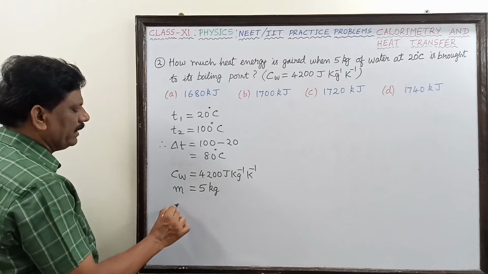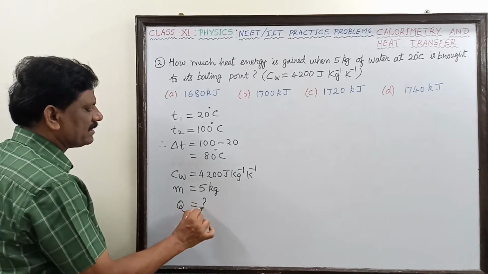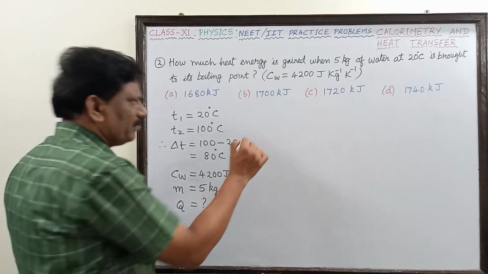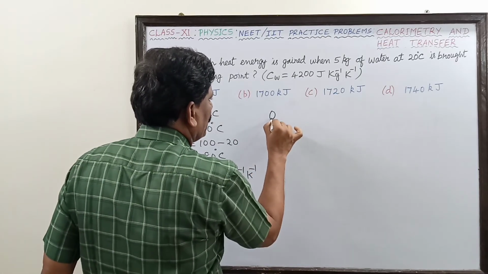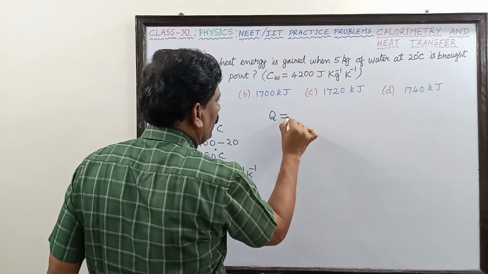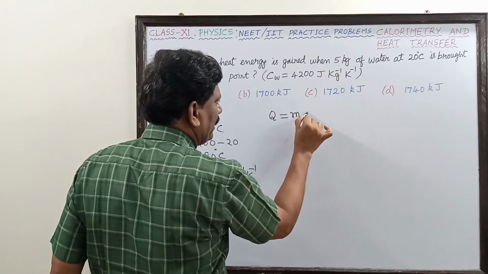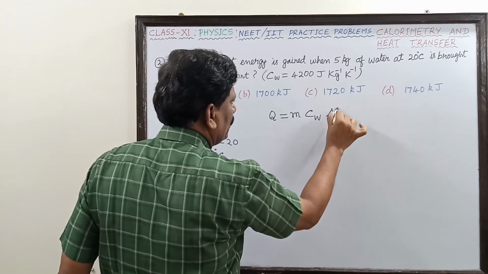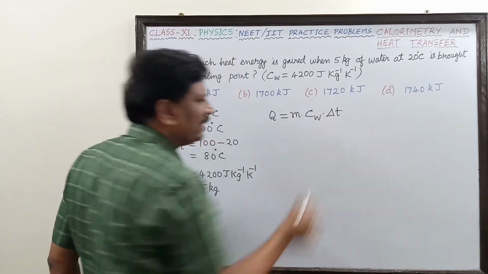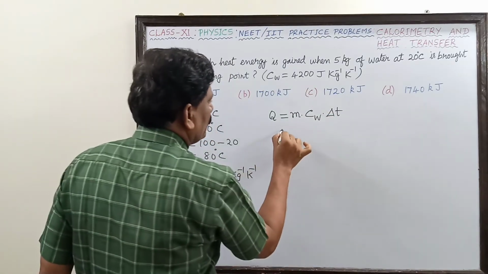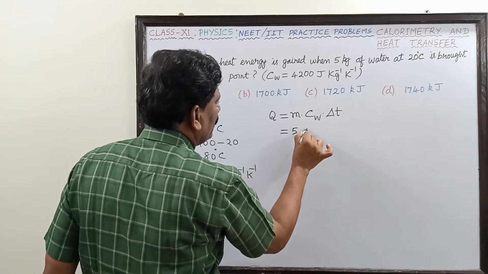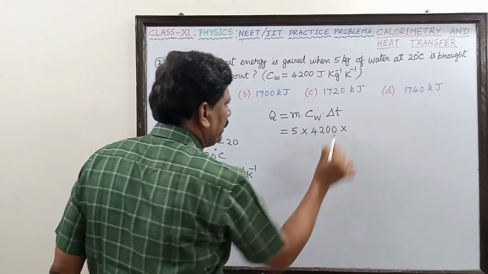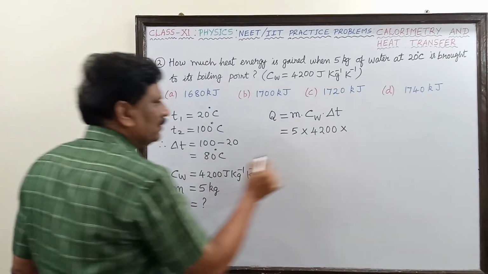So what is the quantity of heat required for this? Now from calorimetry, the quantity of heat gained by water is equal to mass of water into specific heat capacity of water into the difference in temperature delta T. So this is now equal to 5 into 4200 into 80.